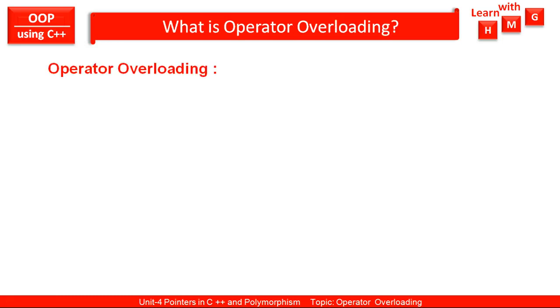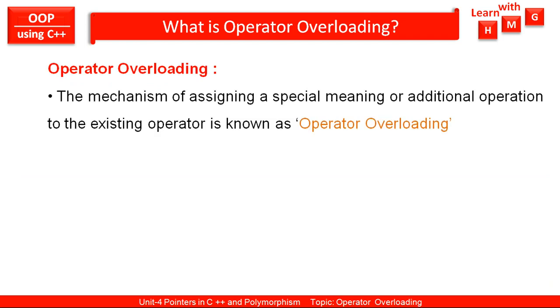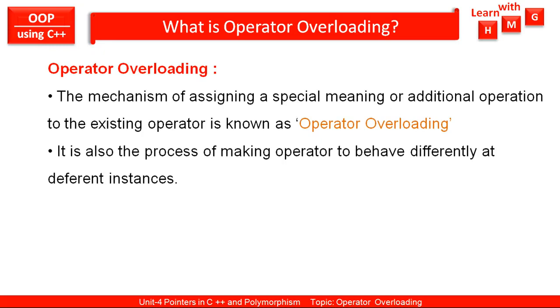Now let us see what is operator overloading. The mechanism of assigning a special meaning or additional operation to an existing operator is known as operator overloading. Every existing operator performs a certain operation on certain operands, and apart from that operation, an additional operation can be assigned to the existing operators, so that the operator behaves differently on different operands. That mechanism is known as operator overloading.